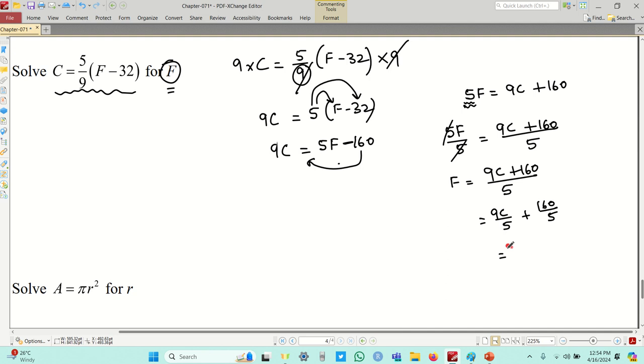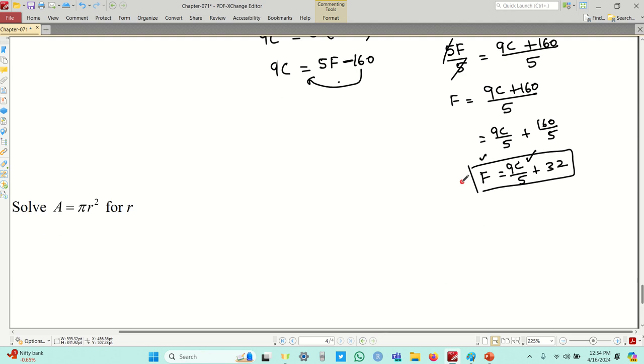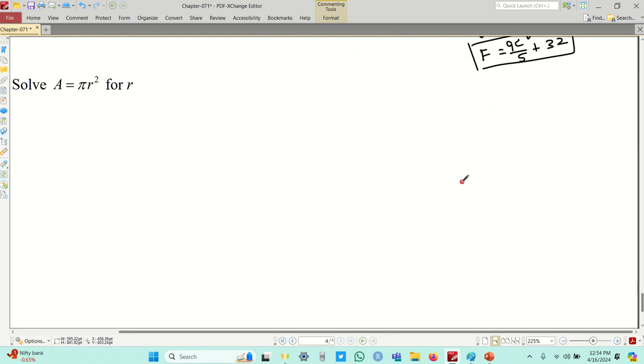Okay. So what will be? 9C divided by 5, and 160 divided by 5 will come 32. So F is equal to 9C/5 plus 32. This is the formula. So if they are giving you F in the question, you can calculate C. And if they are giving you C, you can calculate F. This is a little difficult, but very easy question. Okay. You can solve it easily.